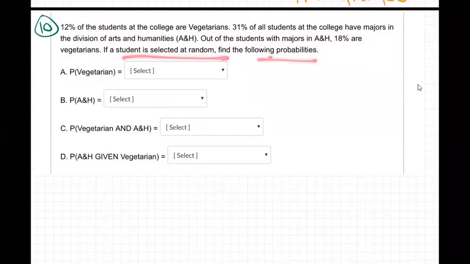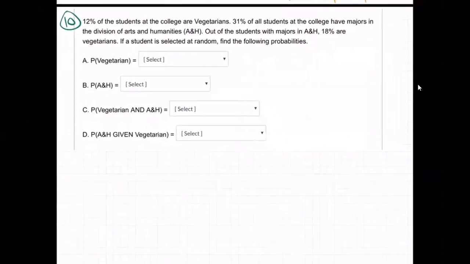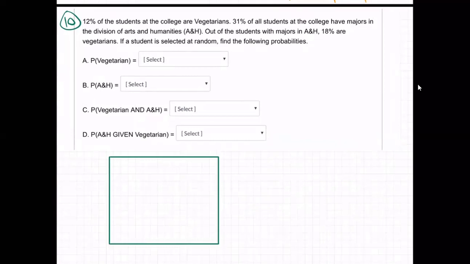Okay. This one I think is a little more tricky. Let's see here. What are we going to do? I'm going to make a table, but I think this is going to be a little more tricky table than probably we are used to. Again, why am I making a table? Because there's two characteristics listed. What are the characteristics? People are vegetarians, or they're majoring in arts and humanities. Those are the two characteristics.